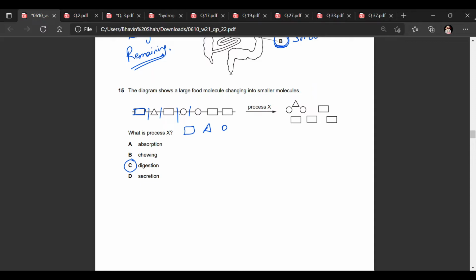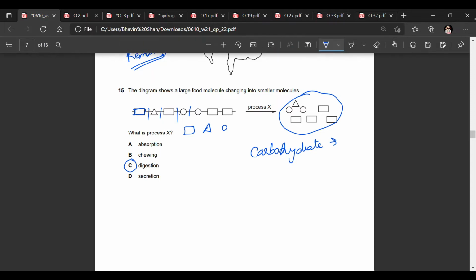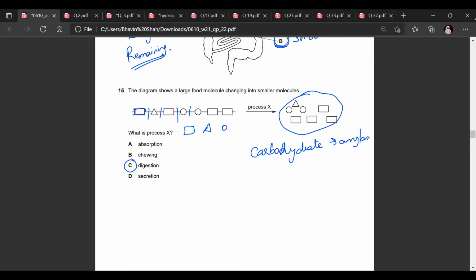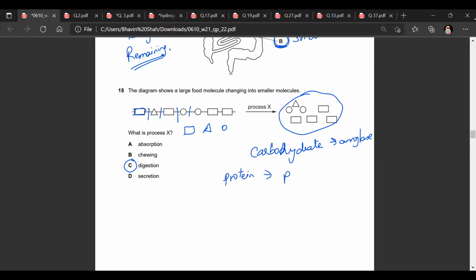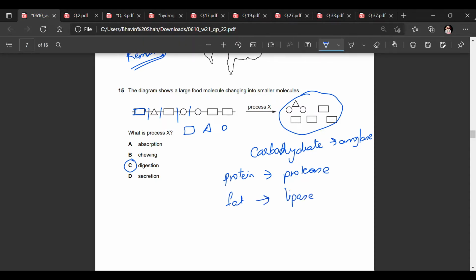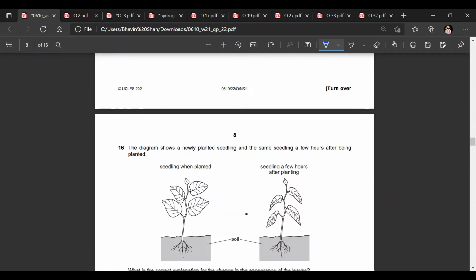So you can see that the bonds are broken and now they are ready to be digested by their respective enzymes. For carbohydrates, as we have seen in this paper earlier, you need the enzyme amylase. For proteins, you need protease. And for fat, you require lipase. Moving to the next question, 16.